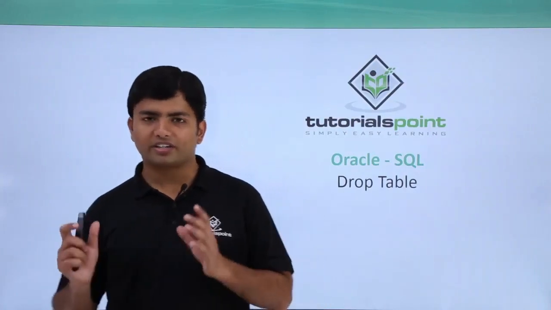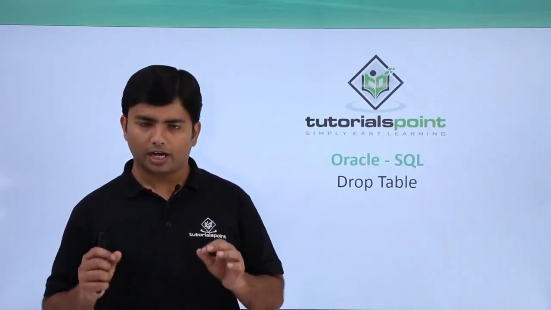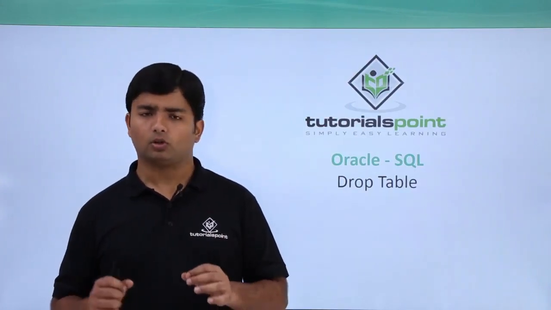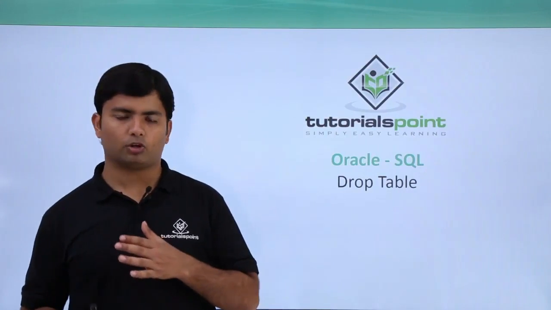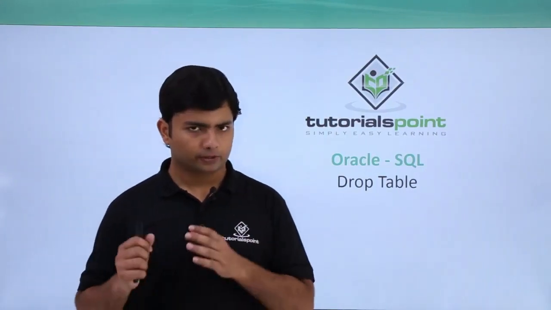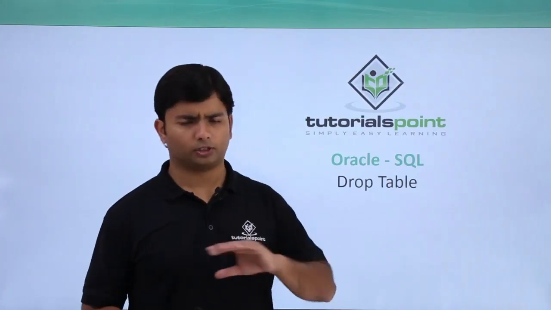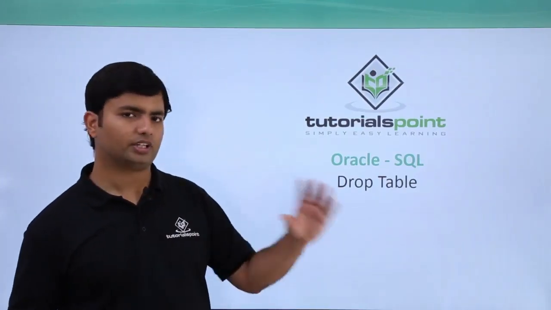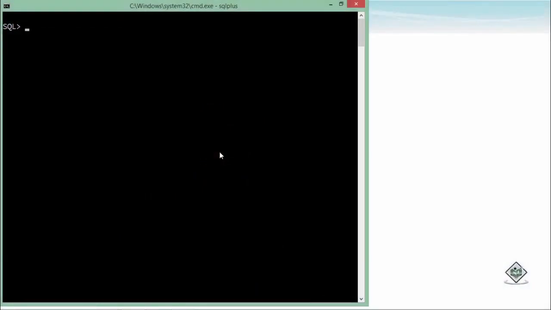Now we have already created and altered the structure of a table. If I want to drop a particular table, obviously permanently, because it is a DDL statement and it will not be rolled back, I can do that as well with the drop table option. It is very simple and straightforward, so let's check it out practically. If you drop the table, of course all the data will be removed, but the structure will also be dropped.